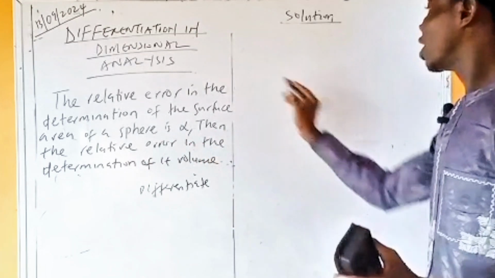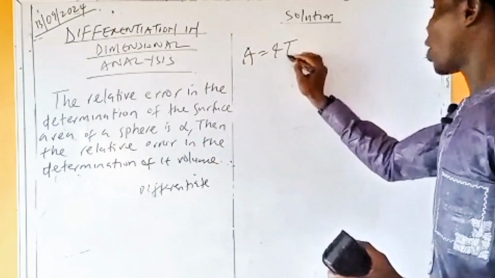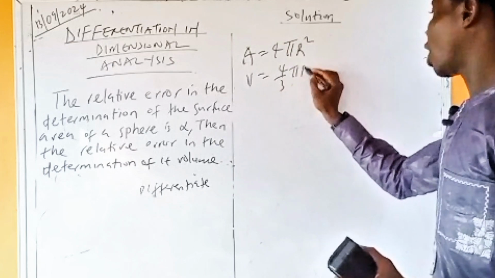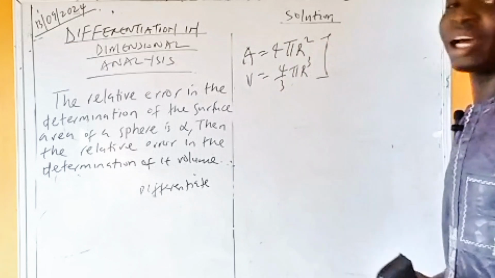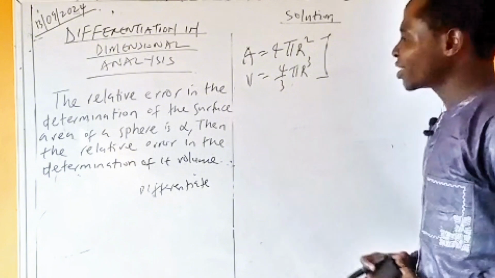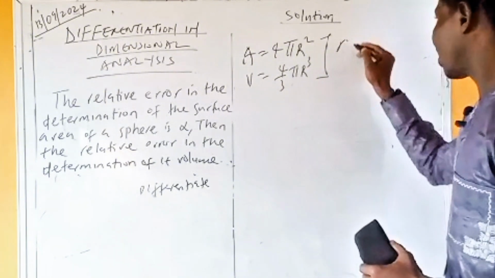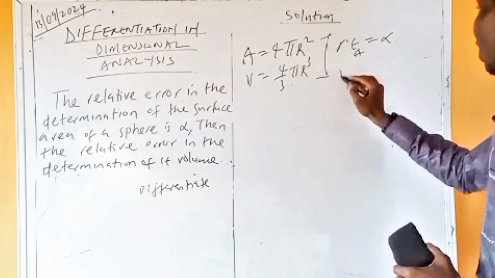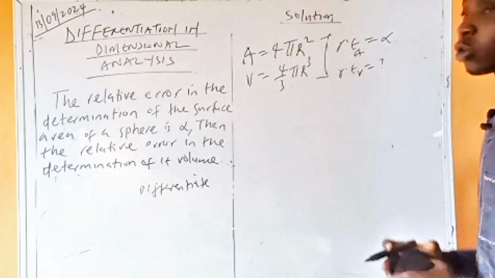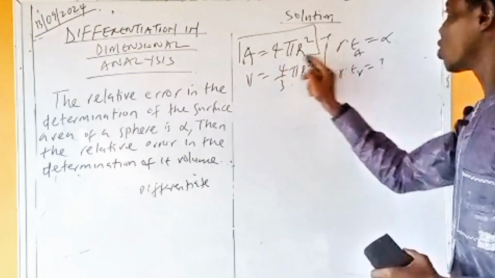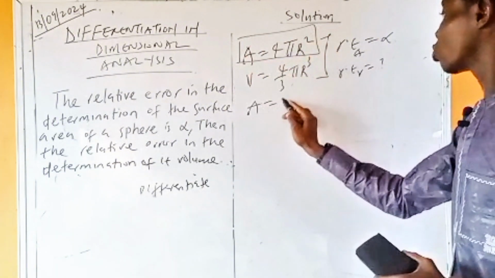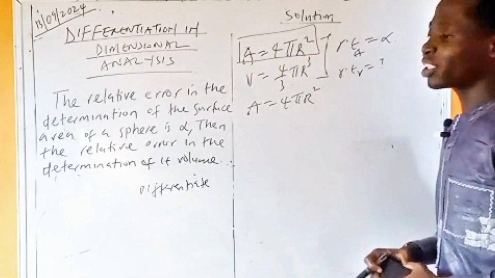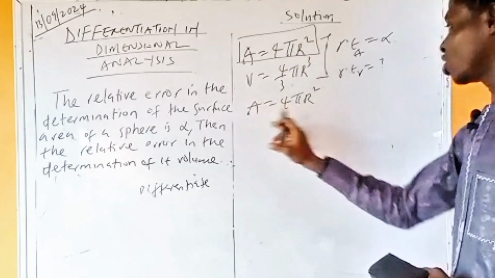We should remember that the area of a sphere is 4 pi r squared, while the volume of the sphere is 4 over 3 pi r cubed. This is the area and volume of the sphere respectively. The relative error of the area is given as alpha. We want to find the relative error of its volume. So we move to the area, A is equal to 4 pi r squared. When we differentiate this, we are not differentiating A with respect to r, we differentiate it separately.